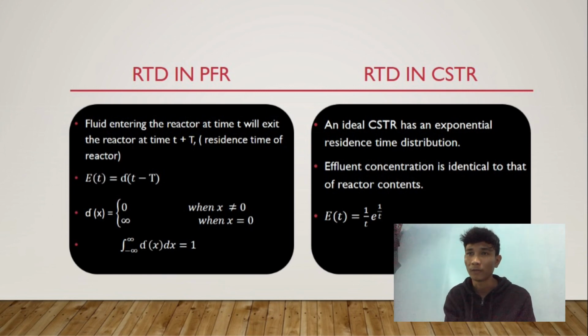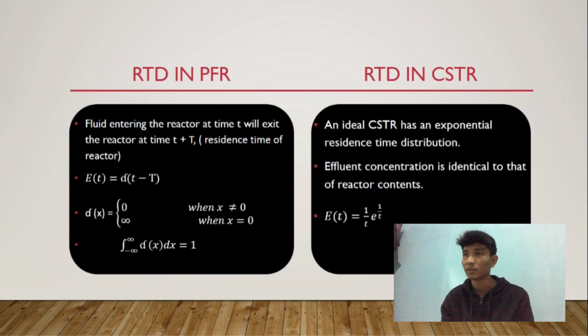For RTD in PFR, fluid entering the reactor at time t will exit the reactor at time t plus τ, which is the residence time of reactor. It is defined by E(t) equal to delta (t minus τ).